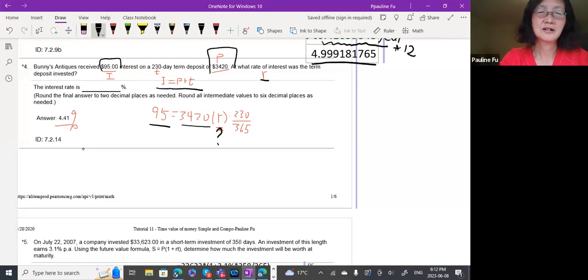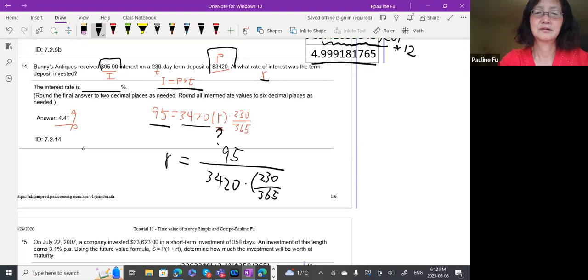So R equal to 95 divided by this times this. So I will quickly use Excel.